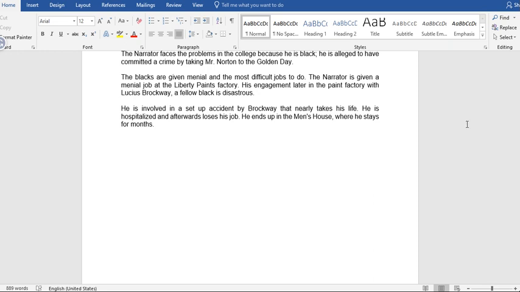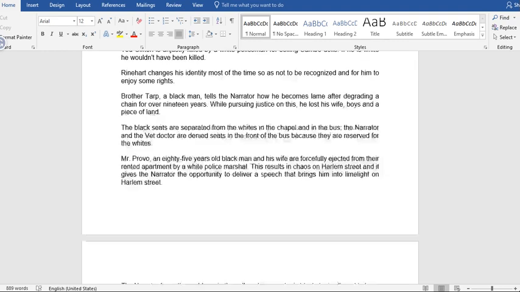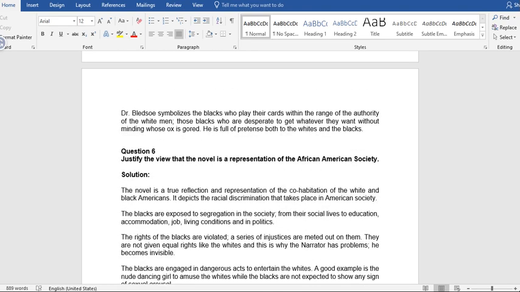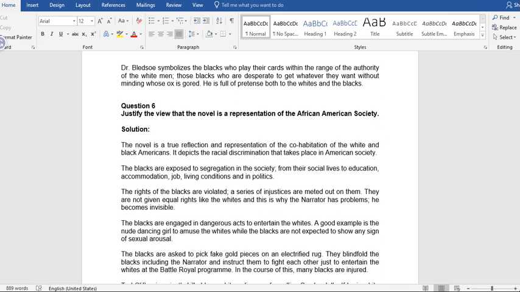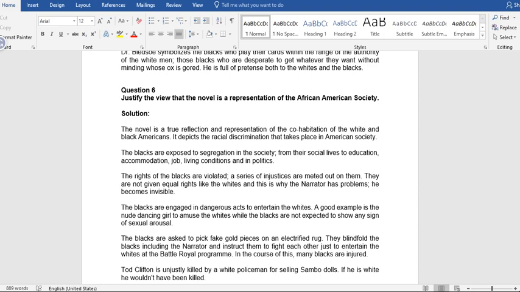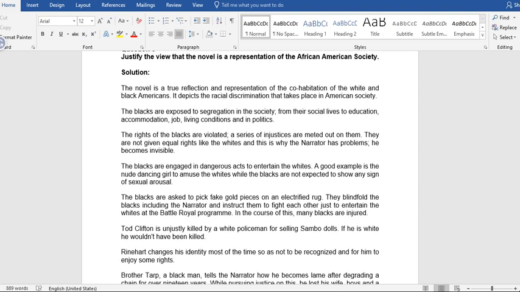Now, we can just go back to the question and see whether we have done justice to the question. Let's look at it. Justify the view that the novel is a representation of the African American society. So we see that we have done justice to the question. So it's a representation of the African American society.